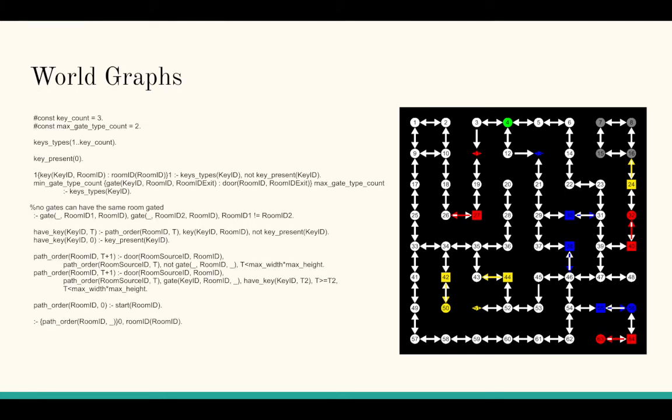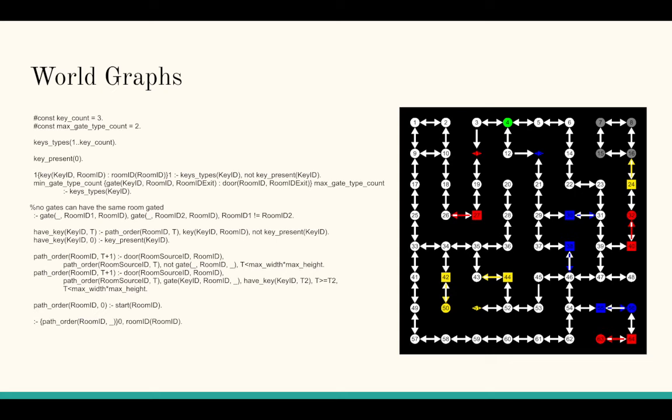And here is one little part of the code for the keys. We have a max gate type count, and there's also a min gate type count, but it's not defined here. Those variables are passed in, and if you pass in a variable, you don't actually have to have it declared like this, which is kind of interesting.